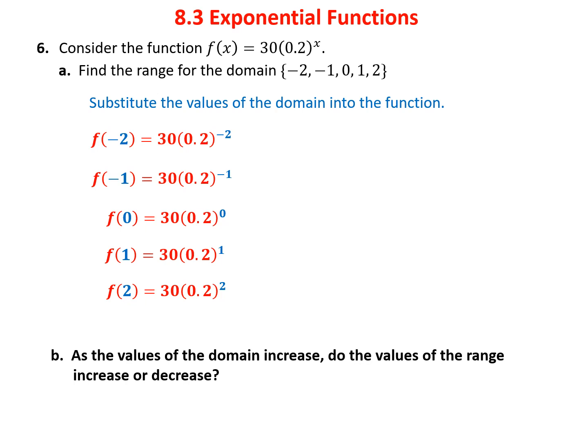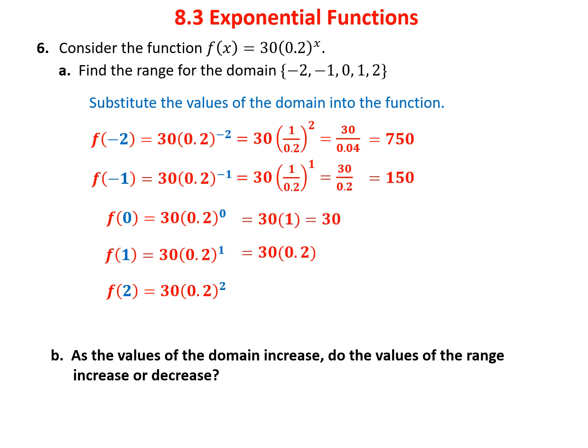So 2/10 to the -2 is 1 over 2/10 squared, which is 400ths. So 30 divided by 1/400ths is 750. 2/10 to the -1 is 1 divided by 0.2. So we get 30 over 2/10. That's going to be 150. To the 0 power means just 1. So that's going to be 30. To the 1, now 30 times 2/10 is 6. And 30 times 2/10 squared is going to be 1.2.